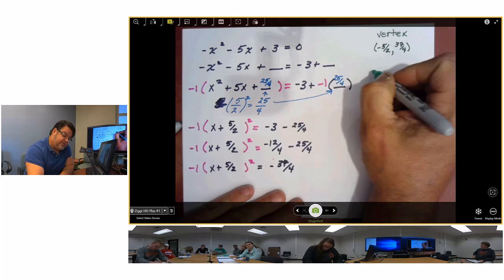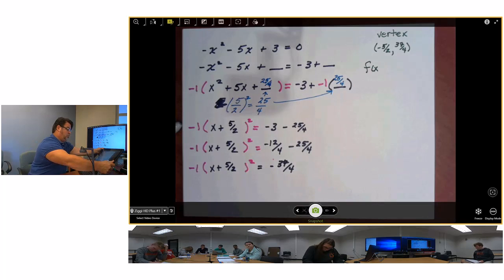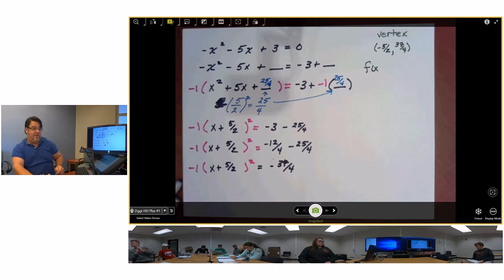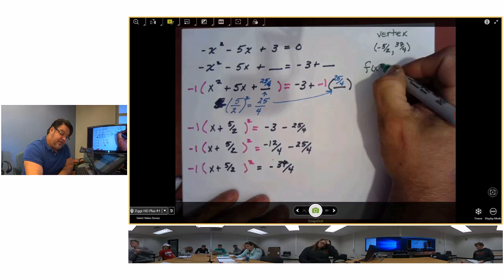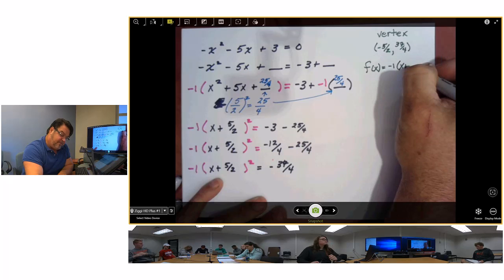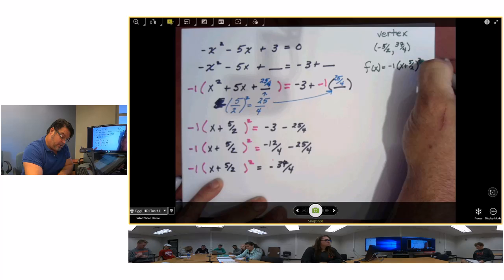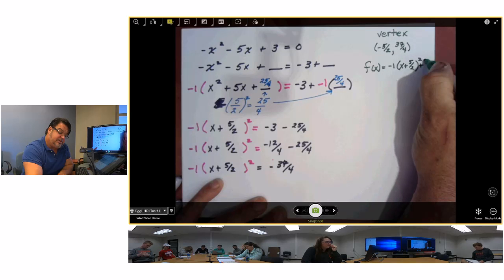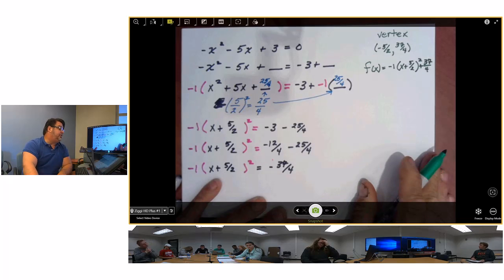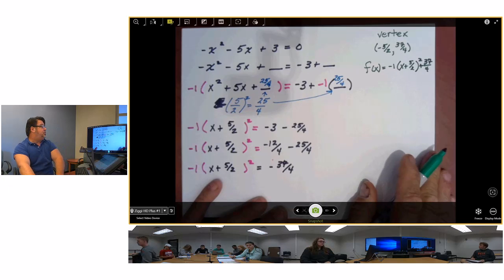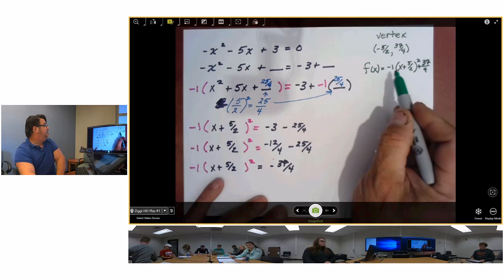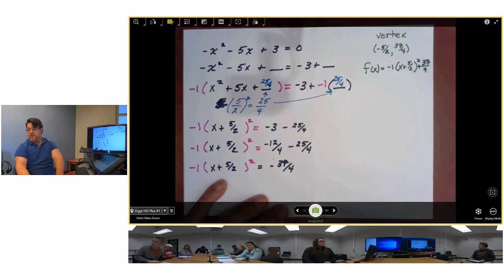So f of x, how's that, y'all? Is that better? That better? F of x is equal to negative 1 times x plus 5 halves quantity squared plus 37/4. And that is the form that you need to write it in some of your homework questions or some of your test questions. This is supposed to be green. I don't know, it doesn't show up very well. I ain't going to use that green anymore.